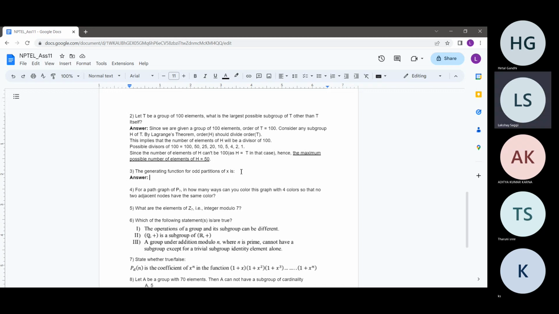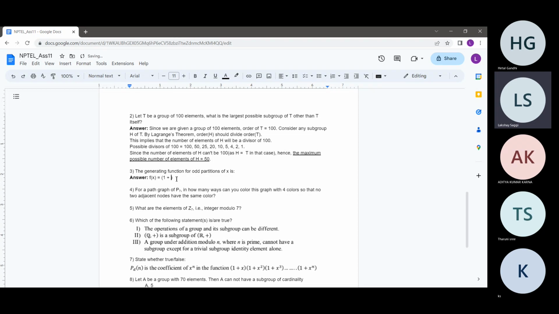So what are the odd partitions of x? Odd partitions of x is nothing but the number of ways in which you can write a certain number as a sum of odd numbers, right? And you find that by a generating function. Let's say the generating function is f(x). So f(x) can be written as, how do you write it?